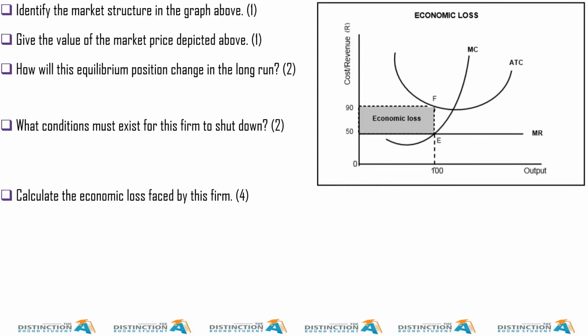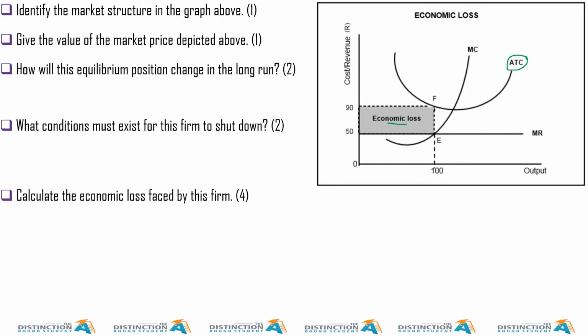Let's study the graph below and answer the questions that follow. What do you anticipate here? Okay, we have numbers, so expect a question on calculating the total economic loss that the firm makes. Okay, here they are trying to confuse you. You're probably used to seeing it as AC, but AC is always average total cost. It's the same thing.